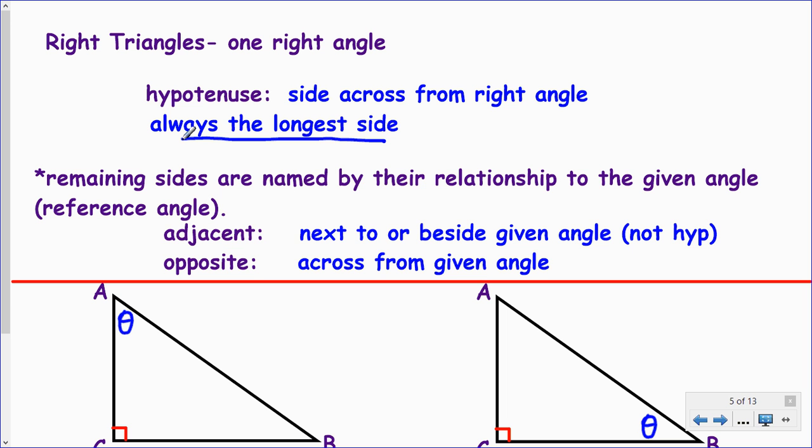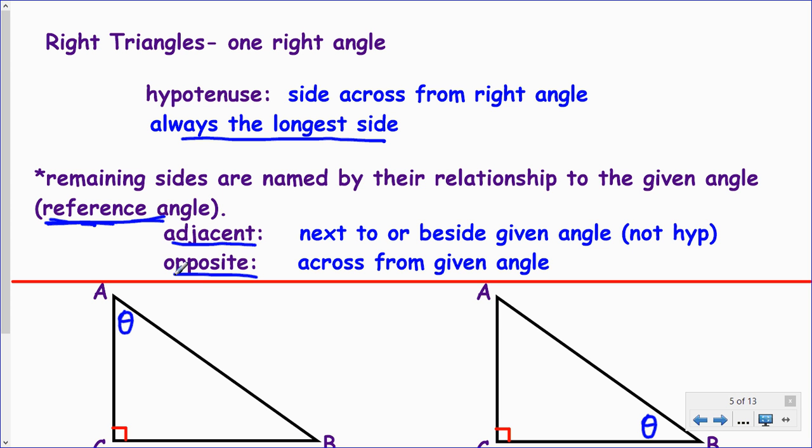And the remaining sides are named by their relationship to the given angle, which is sometimes called the reference angle. Okay. And so the remaining sides are either adjacent, meaning next to or beside the given angle, or opposite, meaning the side is across from the given angle, or the reference angle.